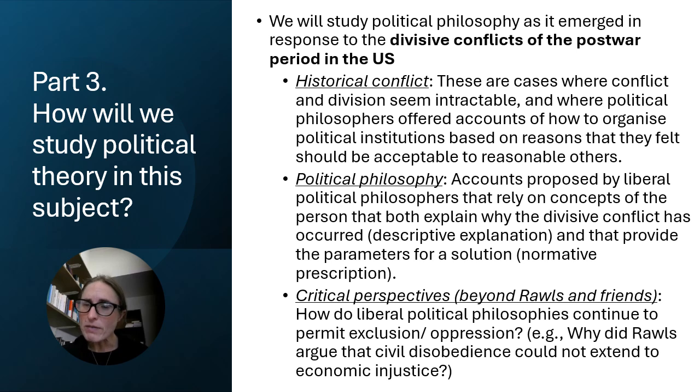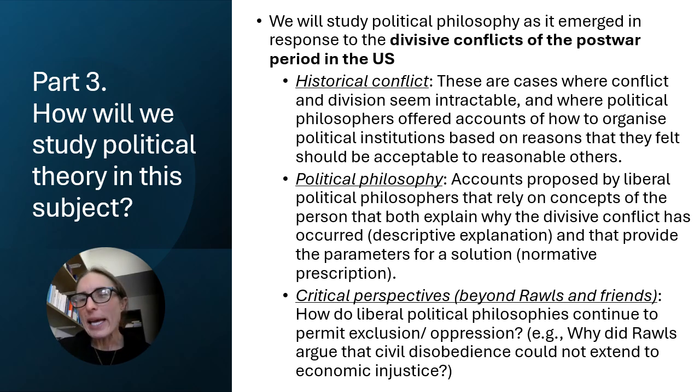When we study political philosophy emerging in these contexts, we'll look first at the liberal political philosophers who wrote in the 1960s and 70s. And we'll show how their work relied on concepts of the person that both explained why the divisive conflict had occurred, a form of descriptive explanation, even if Rawls wants to resist the idea that political philosophy plays that role. It still does. That's why I began there. And then we'll look at how those concepts of the person can also provide the parameters for a solution, a normative prescription, a theory about what should be done and not just what is.